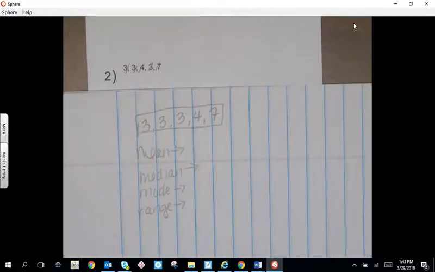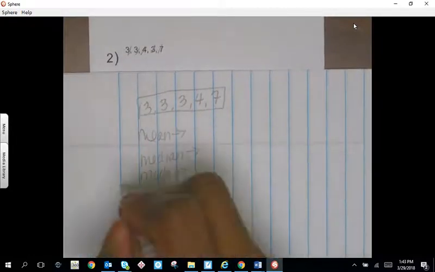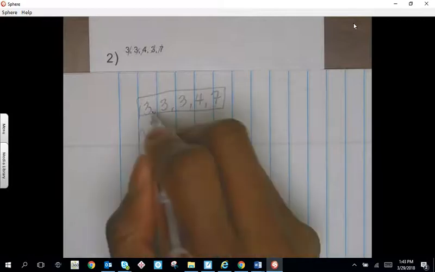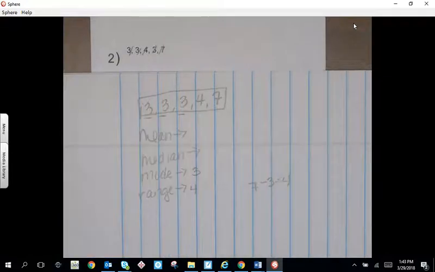Alright, let's knock out the easy ones first. My range. Biggest number minus the smallest number. 7 minus 3 is 4. My mode. What do I see the most? My 3s. I got it 3 times. Median. What is in the middle? 1, 2, 3, 4, 5. So here's my middle. I got 2 over here and 2 over there. So 3 is my median.